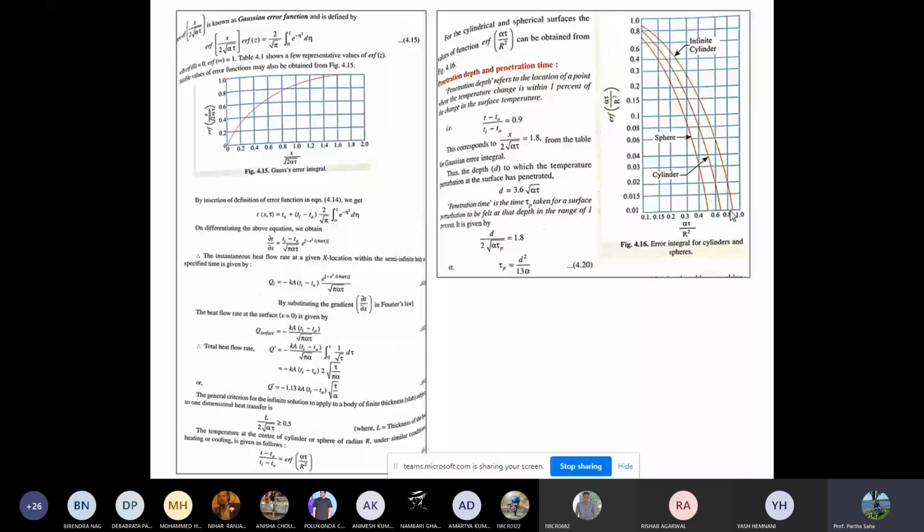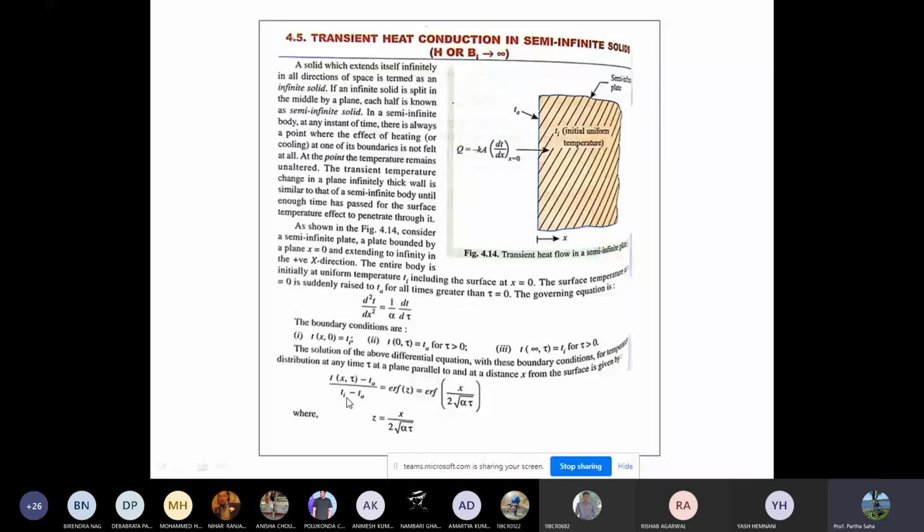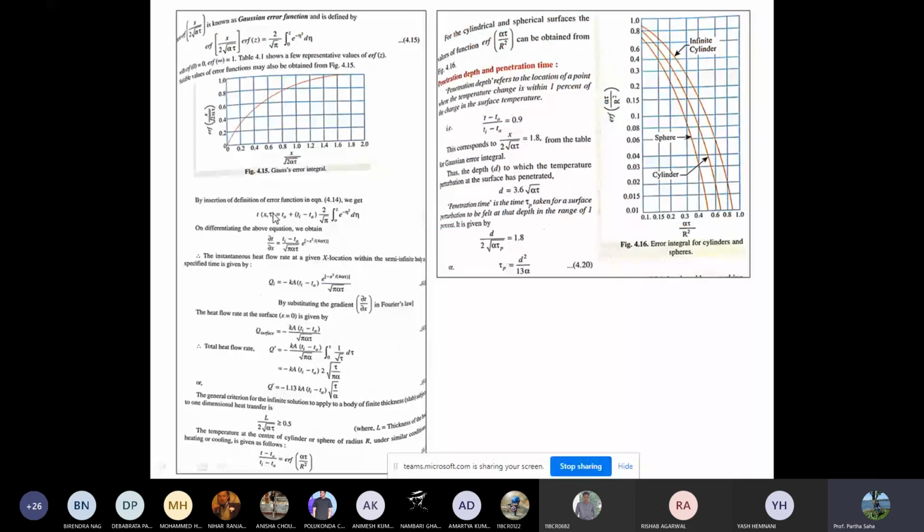We got the error function, now by inserting the definition, this is the equation, right? You can rearrange this term and get T(x,tau) equals Ta plus (Ti minus Ta) times 2 by square root of pi, integral from 0 to z of e to the minus eta square d eta. If you differentiate this equation, you get del T by del x equals (Ti minus Ta) by square root of pi alpha tau, e to the power minus x square by 4 alpha tau. The instantaneous heat flow at any given x location, because only x is varying here, within the semi-infinite body is given by q equals minus k A (Ti minus Ta) e to the power minus x square by 4 alpha tau, by square root of pi alpha tau.